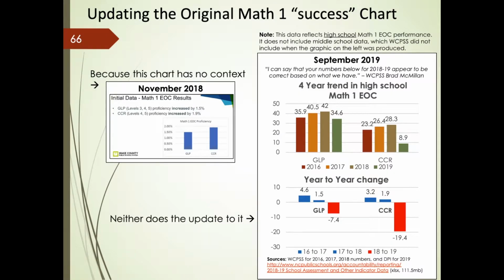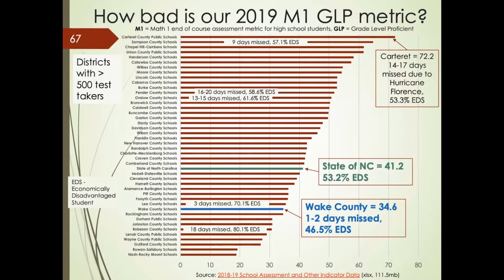So back to my soapbox about context. Because this original chart here from November 2018 has no context, this chart that's updating it for 2019 also doesn't have any context. And the context that we need is a comparison to other districts, other groups, or the state itself. So let me give you an example of that.